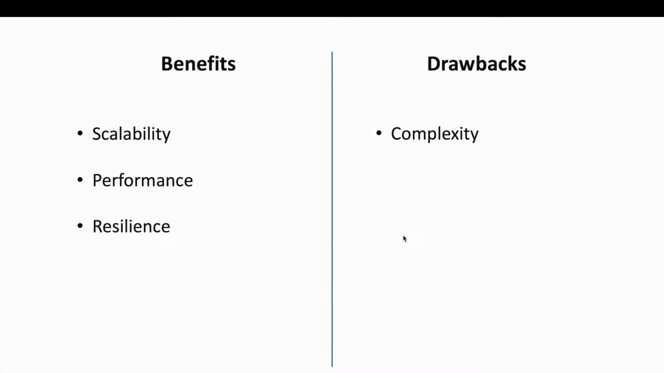What are the benefits of this particular architecture? Scalability. Easily scales out by adding more nodes to the distributed grid. Performance. High performance due to data being held in memory and reduced data access latency. Resilience. Fault tolerance, as the architecture avoids single points of failure, and data and processing can be redundantly spread across multiple nodes. Drawbacks include complexity.